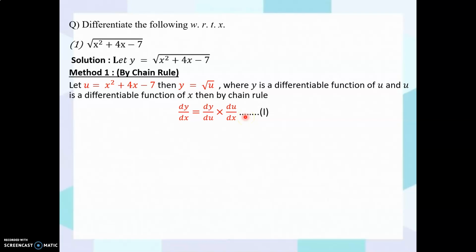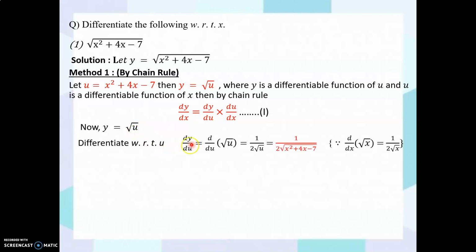Now, we'll consider one function at a time. So, y is equal to root u. So, we are going to take derivative of this function with respect to u. So, dy upon du is equal to d upon du into root u. So, here the derivative of root u is 1 upon 2 root u. In the place of x, it is u. That's the difference. Then resubstituting the value of u, 1 upon 2 into root of x square plus 4x minus 7. So first function is over now in this one.